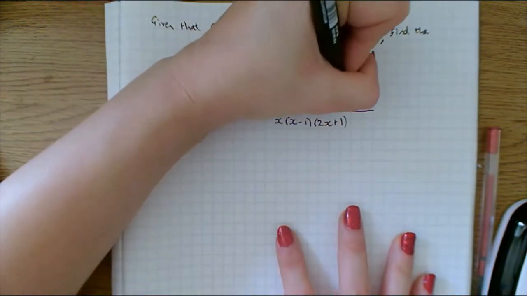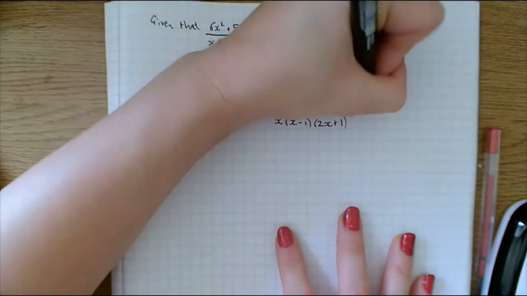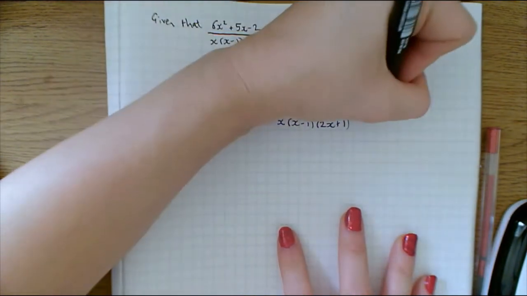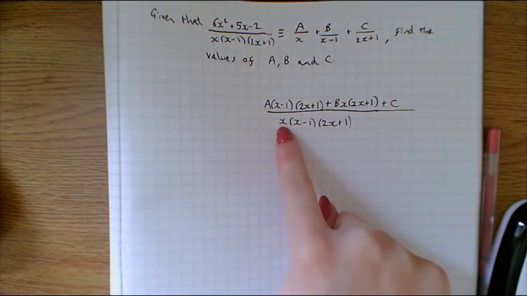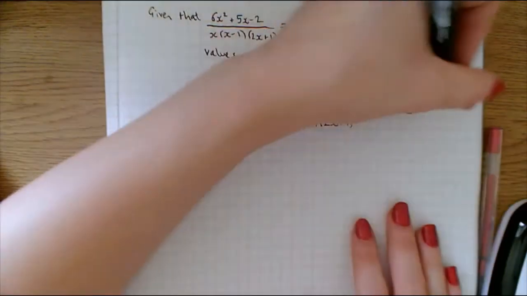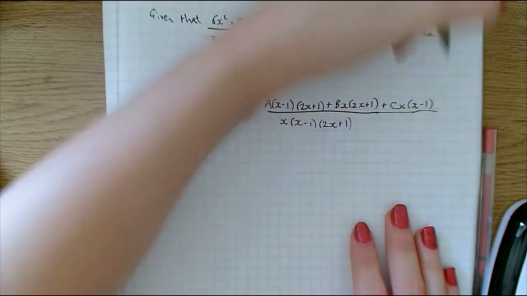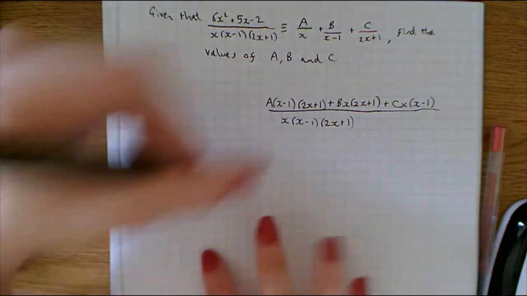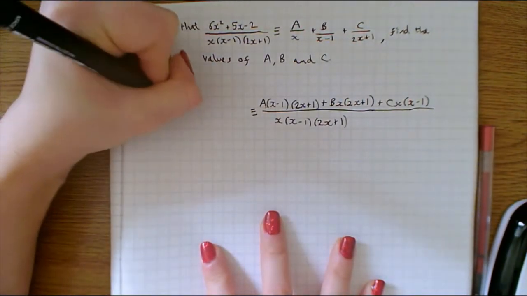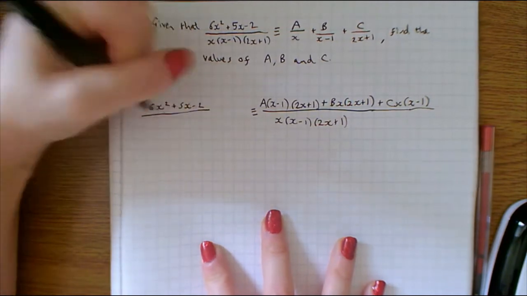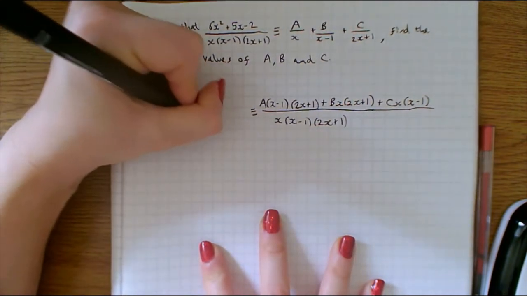So plus b lots of x, 2x plus 1. And then in terms of our c, to get from this here to this here, I've multiplied by x, x minus 1. So I get c lots of x, x minus 1, like that. And that is equivalent, we know it's equivalent because of this identity symbol up here, to 6x squared plus 5x minus 2 all over x, x minus 1, 2x plus 1.